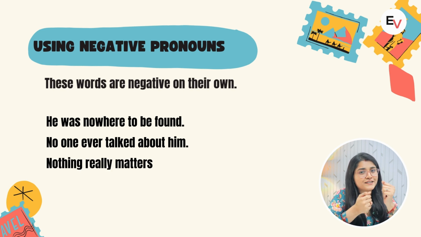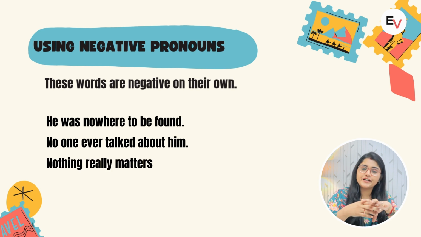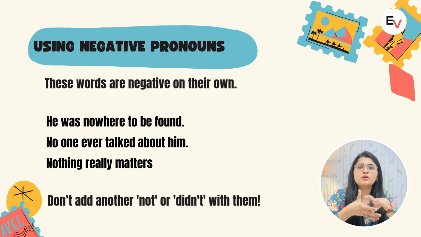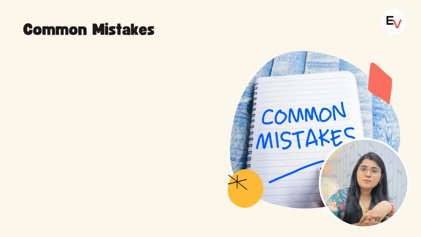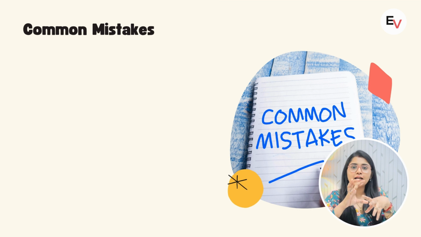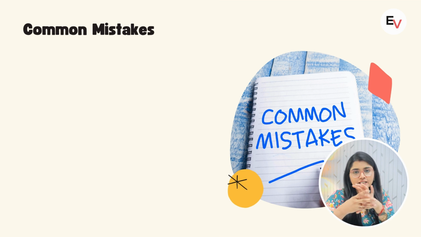Nothing really matters. See, a very simple rule over here is that since these words are already negative, there is no need to use the word no with them. For example, you cannot say, I didn't go nowhere. Instead, you can say, I went nowhere. That makes sense. Simple? Next up are the common mistakes, the mistakes that people usually make while using negatives.